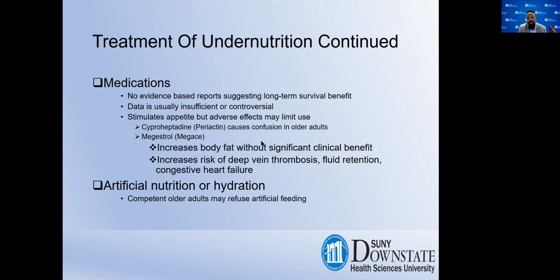Two agents that are commonly used, Periactin, which is cyproheptadine, okay, we should be careful because it causes confusion in older adults. And then I recently encountered this with a patient. Someone placed one of my patients on Megace, Megestrol, and this patient developed a PE, pulmonary embolism, okay?